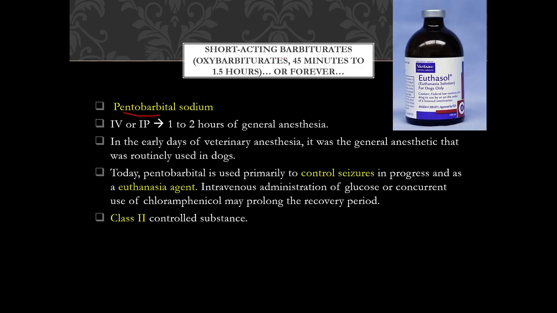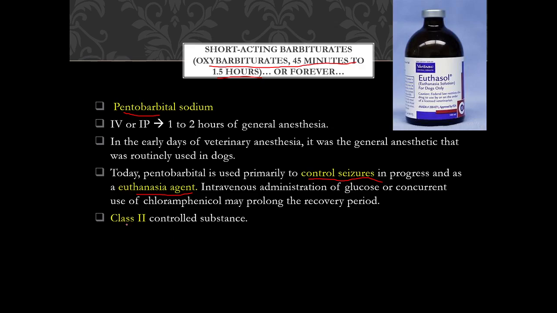Pentobarbital is a short-acting barbiturate. It can last for 45 minutes to an hour and a half if we're using it at an anesthetic dose, or it can last forever if we're using it as a euthanasia solution. We're going to give it IV or IP to get 1 to 2 hours of general anesthesia. In the early days of veterinary anesthesia, it was the general anesthetic that was routinely used in dogs. But now we use it to control seizures in progress and as a euthanasia agent. IV administration of glucose or concurrent use of chloramphenicol may prolong the recovery period.